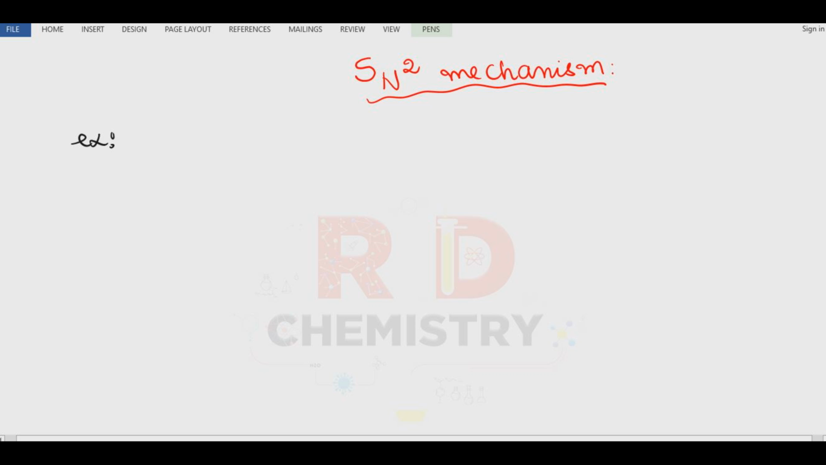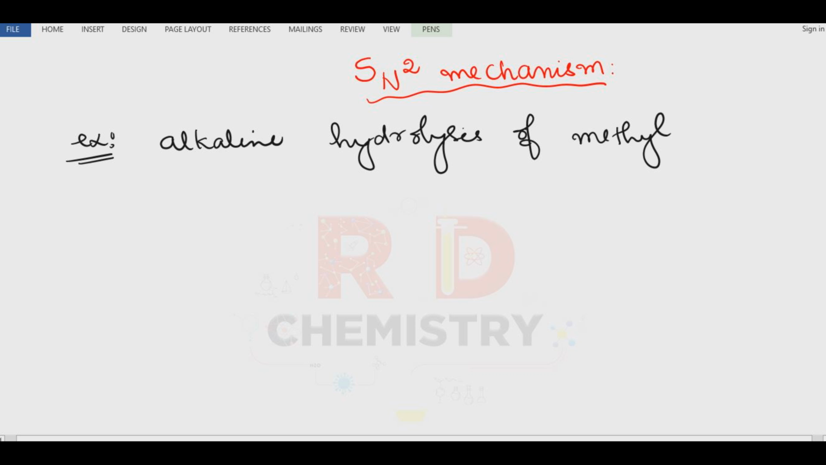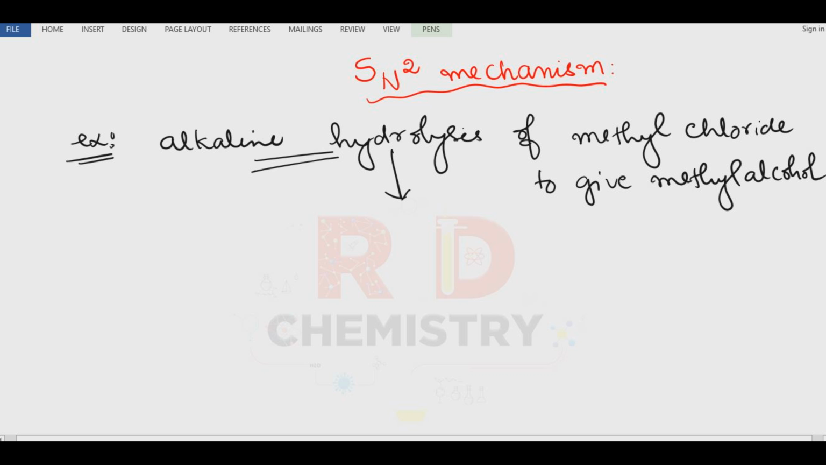The example would be the alkaline hydrolysis of methyl chloride to give methyl alcohol. Now what is the meaning of alkaline hydrolysis? When I say hydrolysis, water should be there. When I say alkaline, it is like a base. What is a base? Base like sodium hydroxide dissolved in water.